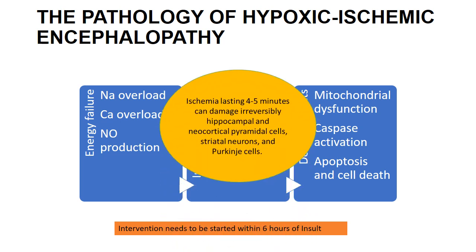However, it must be noted that ischemia lasting for 4 to 5 minutes can irreversibly damage the hippocampal and neocortical pyramidal neurons, striatal neurons, and Purkinje cells. This typically happens because these structures are very vulnerable. There is a selective vulnerability of the hippocampal and neocortical pyramidal cells, striatal neurons, and Purkinje cells. This selective vulnerability will be discussed in just a bit.